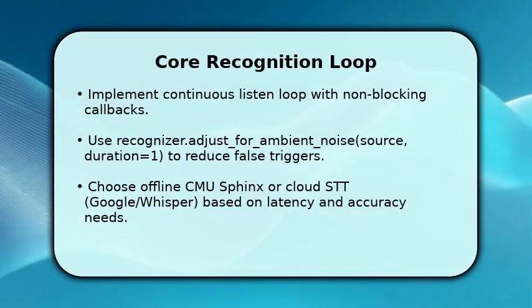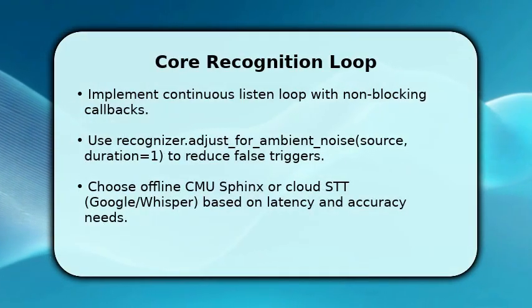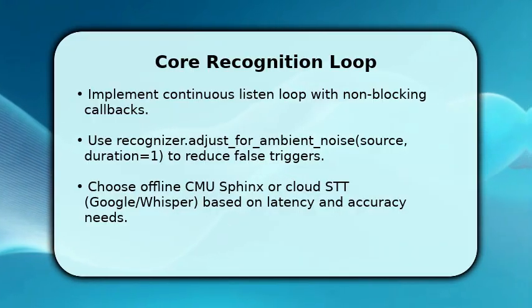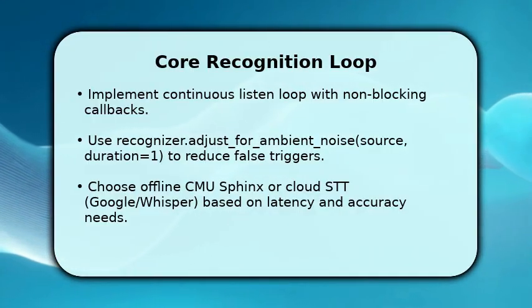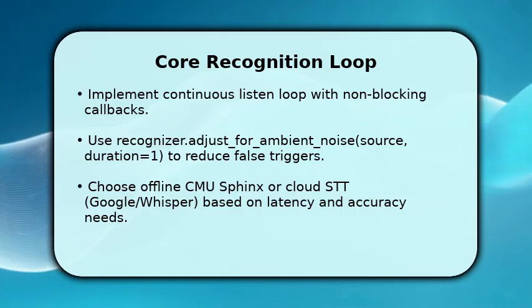Now build the main loop that listens, transcribes, and responds. Use adjust_for_ambient_noise to calibrate. This reduces false positives in real environments. Decide whether to use an offline engine like PocketSphinx or a cloud API. Cloud gives accuracy but adds latency and keys.